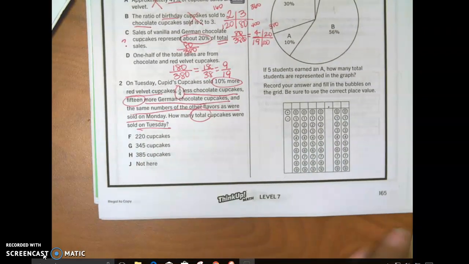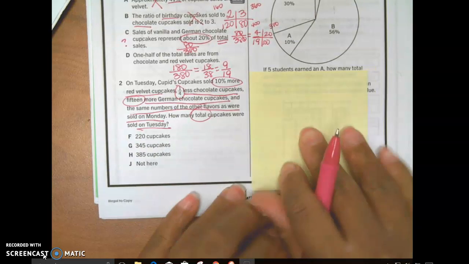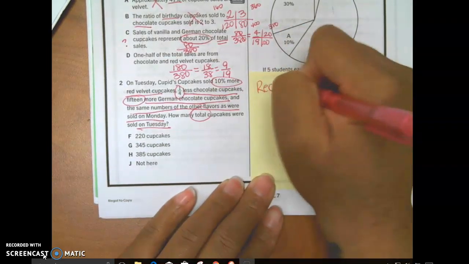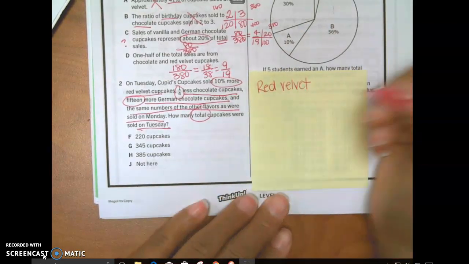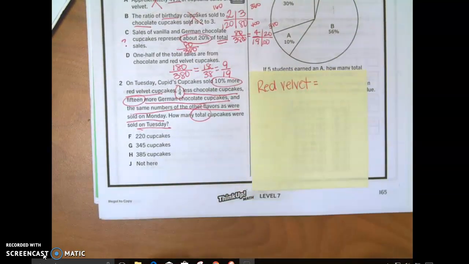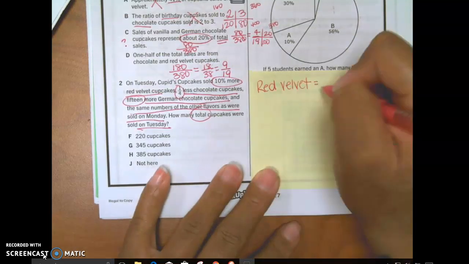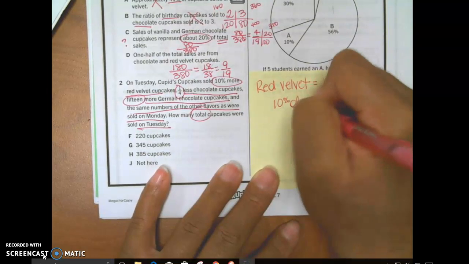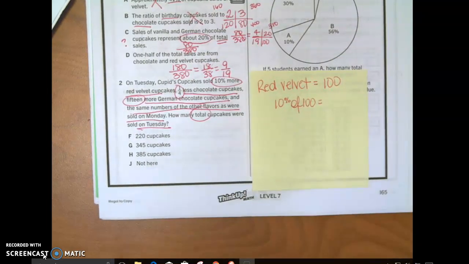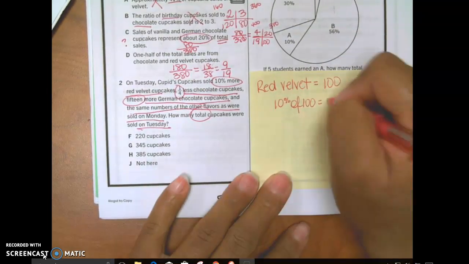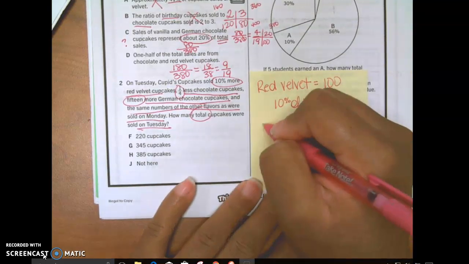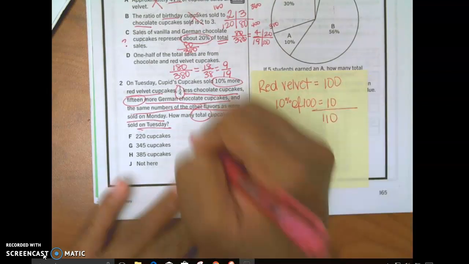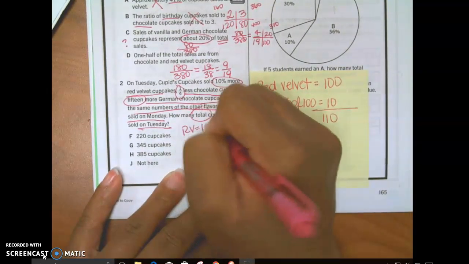Let's start with red velvet. How do I find 10% of a number? How many red velvets are there? 100. What do I need? 10% of 100. This should be done off the top of your head. It's 10. So then 10% more on Tuesday would be what? 110. Red velvet is 110.